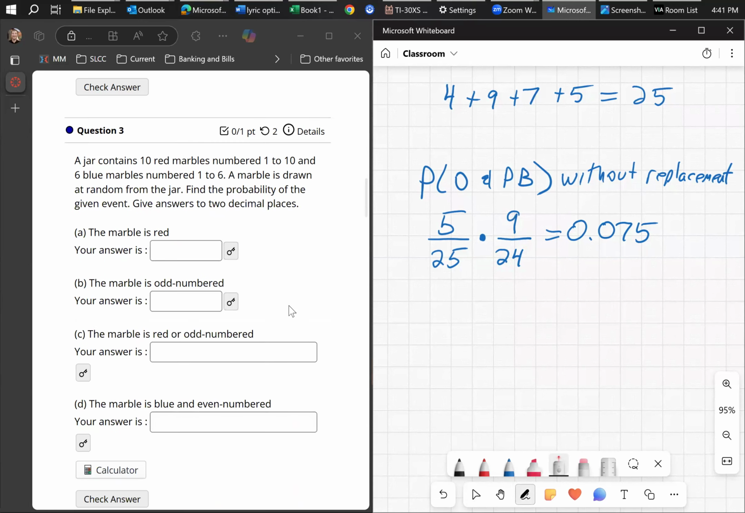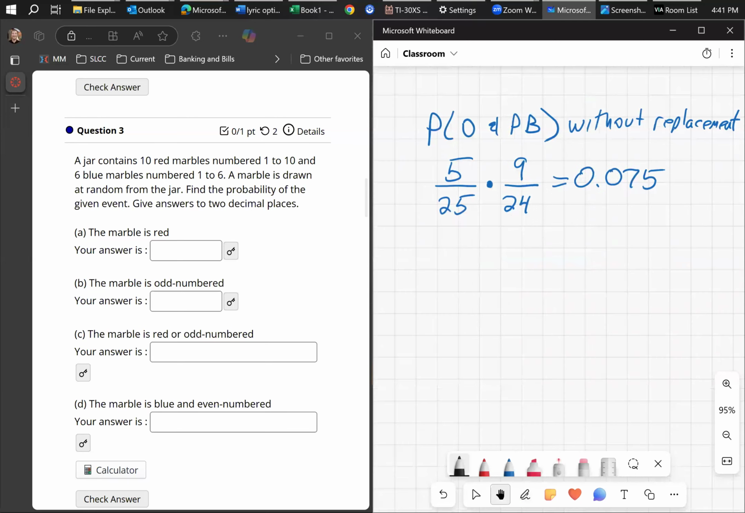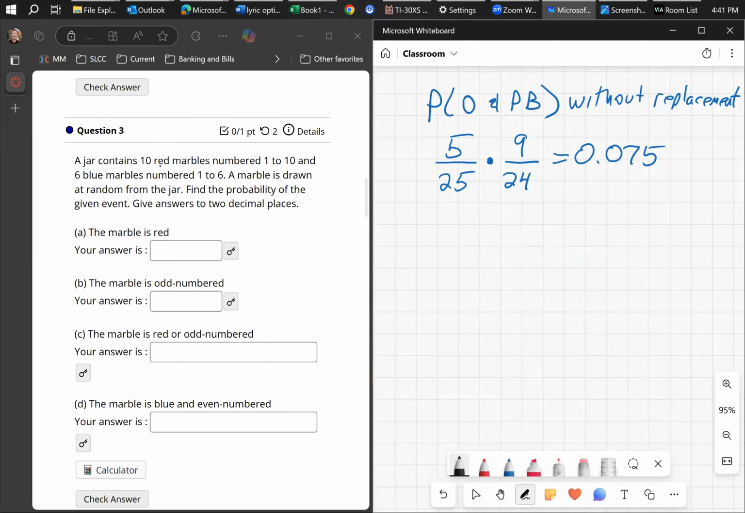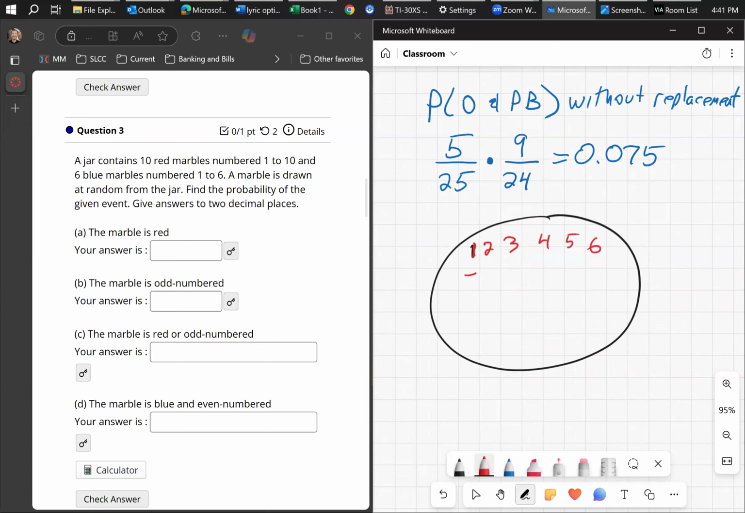Question 3, marbles. There's only 16 numbers, so here's our jar of marbles. We have 10 red numbers. And there's also 6 blue marbles. So let's just let those numbers represent the marbles.